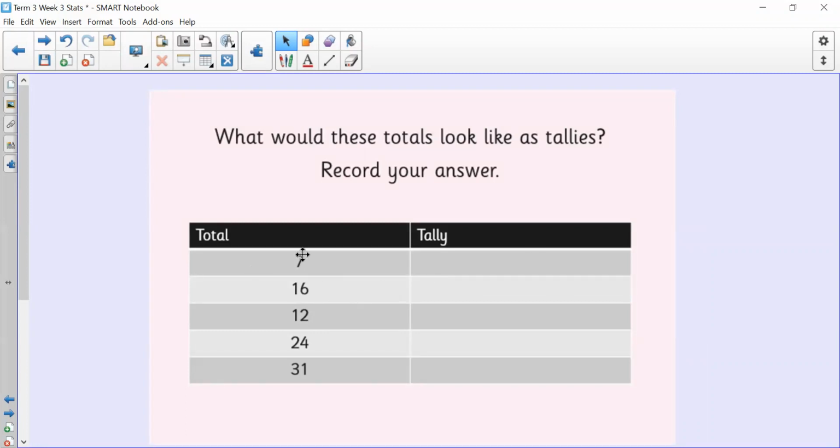Now, just as a practice, do the opposite now. So here's the number. How would these numbers look as tallies? Okay, so just a bit of practice, and remember your groups of 5. So I'll just model the first one for you. 7: 1, 2, 3, 4, 5, 6, 7. Okay, so your turn now. Do the rest, and again, it's just a bit of practice, okay?